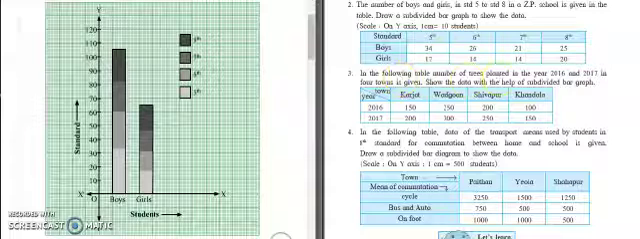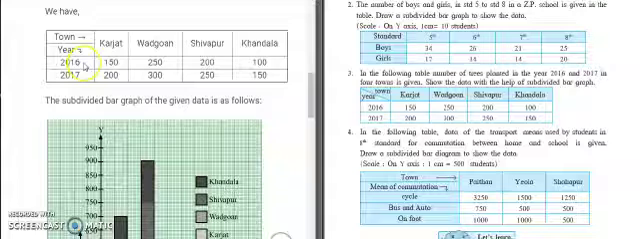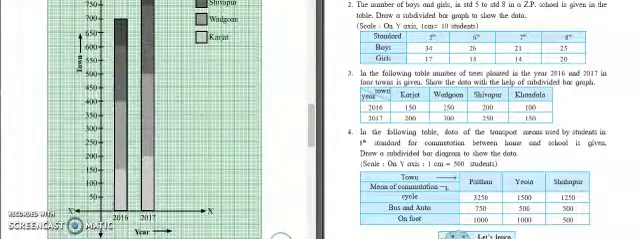In the following table, the number of trees planted in the years 2016 and 17 in 4 towns is given. Show the data with the help of a subdivided bar graph. Now here you are given one table. Town is given and year is given. The towns are Karjat, Vadgaon, Shivapur and Khandala, and the years are 2016 and 2017. Now you have to draw the subdivided bar graph. So let us draw it in the same manner as we have studied already.